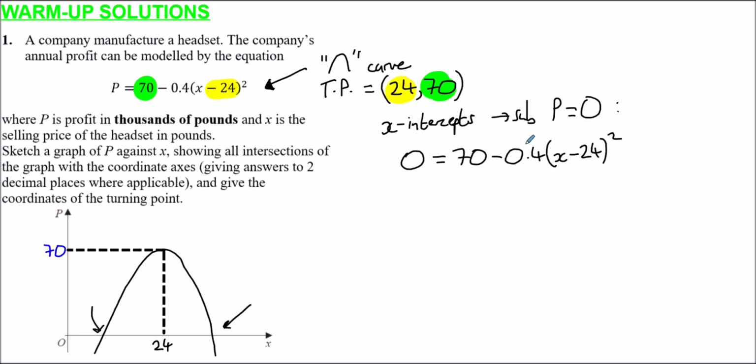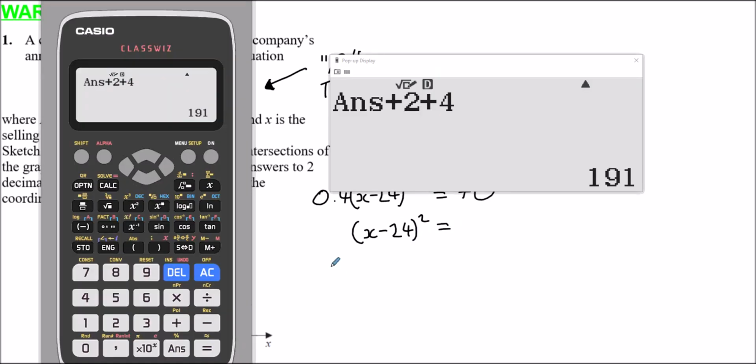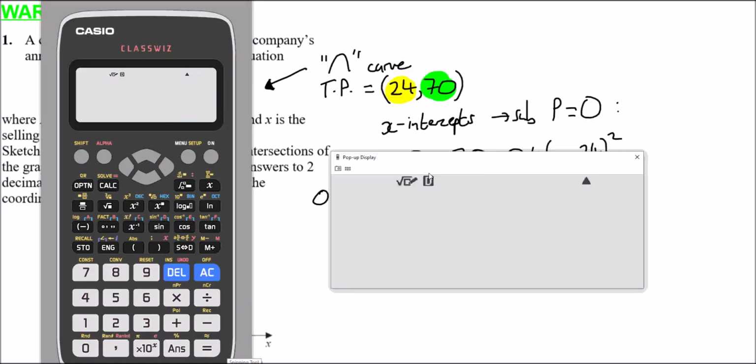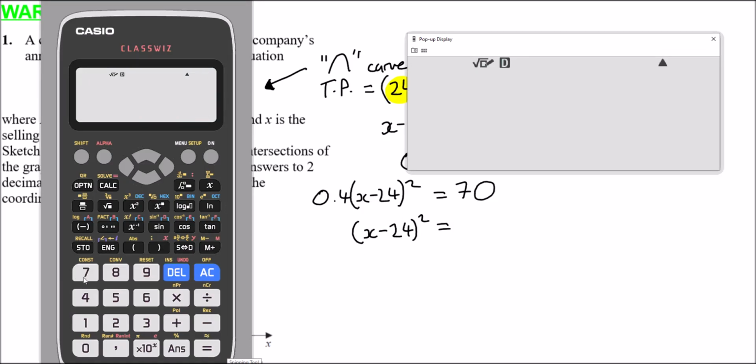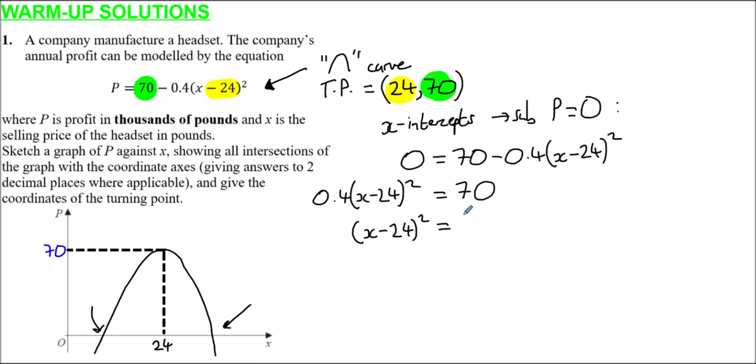So I'm going to suggest we make this positive, so we can add 0.4 x minus 24 squared to both sides, which gives us 0.4 x minus 24 all squared, which equals 70. I can then divide both sides by 0.4. So I get x minus 24 all squared is 70 divided by 0.4. So let's work out what this is. 70 divided by 0.4 is going to give us 175.